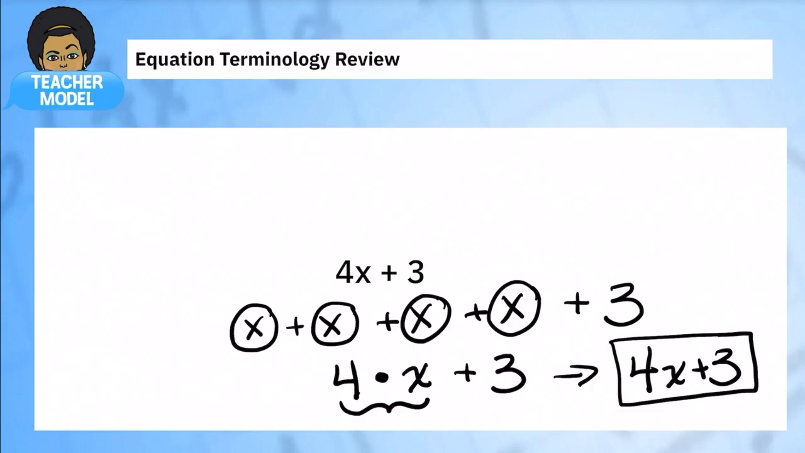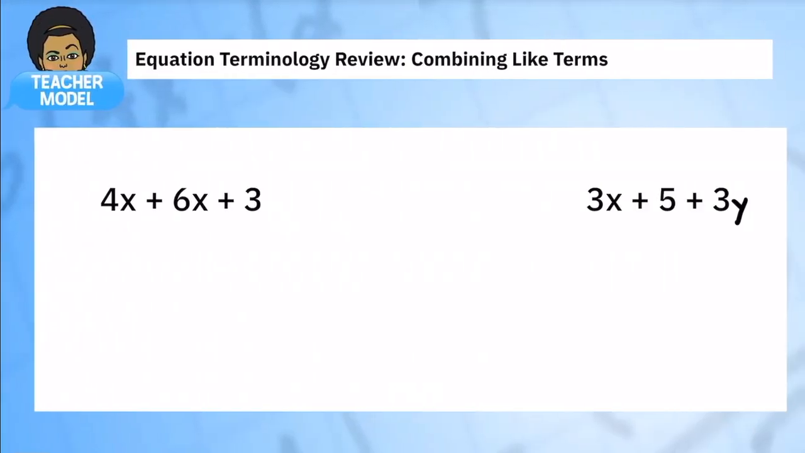Makes a lot of sense, doesn't it? We don't see the operation of multiplication, but we know it's there between the 4 and the x because we know how to translate that term. Let's go into our model now. And our model has to do with combining like terms. And what that means is we want to take our expression and anywhere possible, combine the terms that are the same so that we have fewer terms and our expression is friendlier.